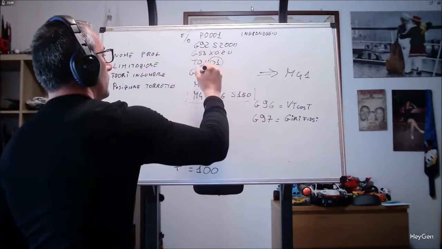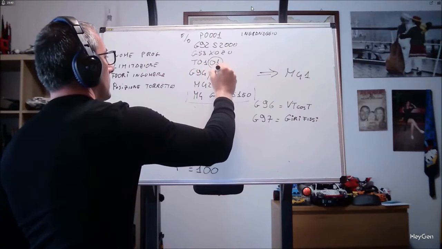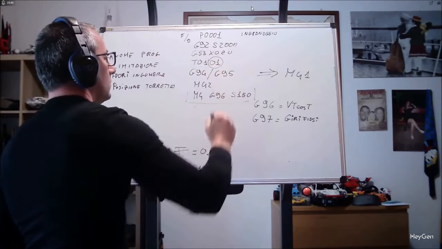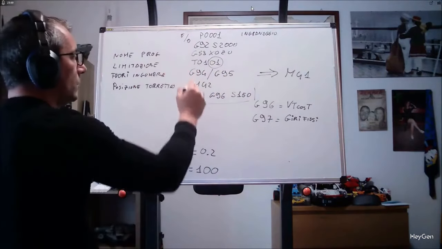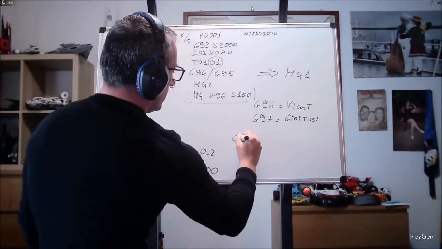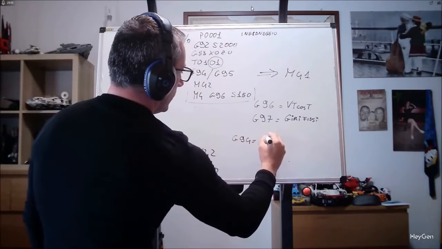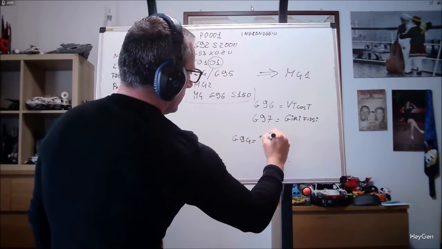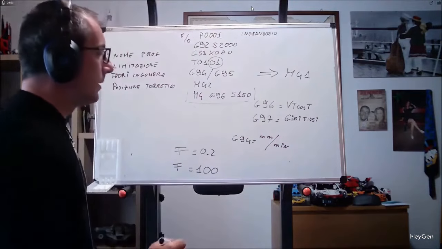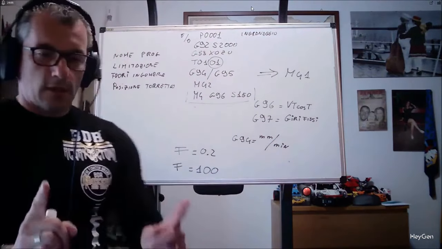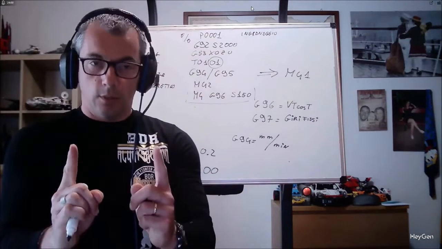Remember, I had previously set G94 and G95 here. So if I input G94, at this point my F will be expressed in millimeters per minute, meaning F100 means I have to cover a distance of 100 millimeters in 1 minute.